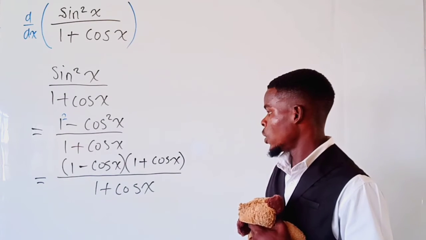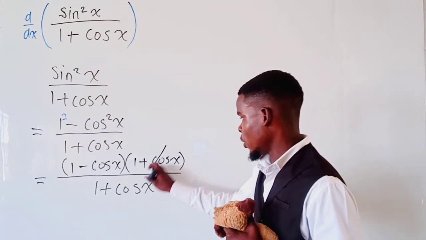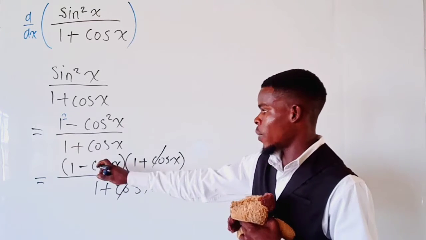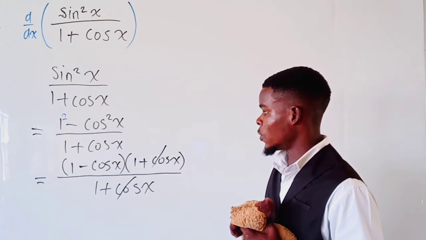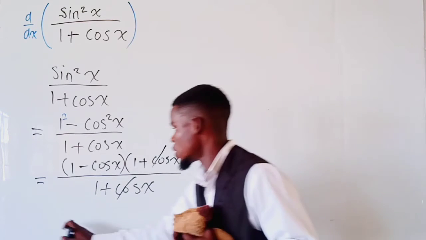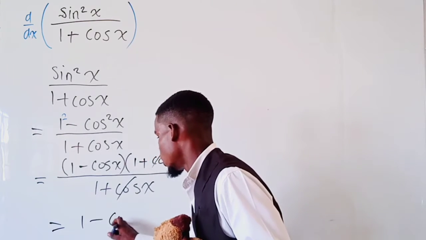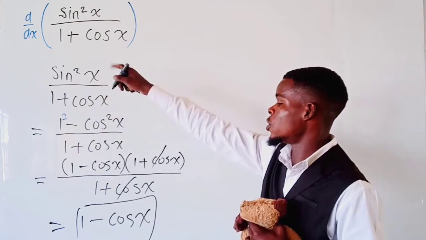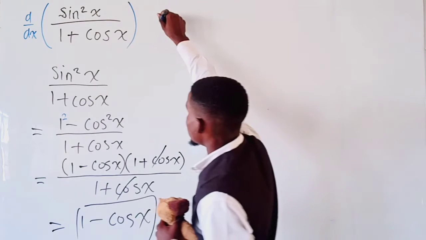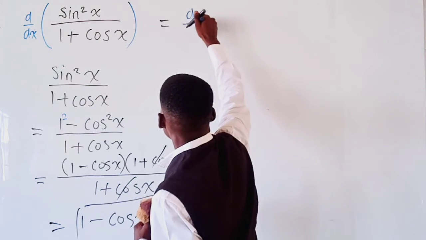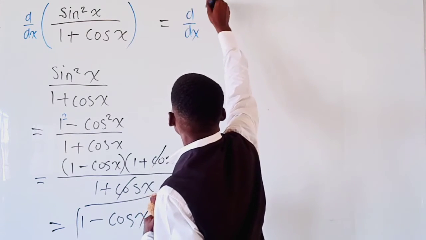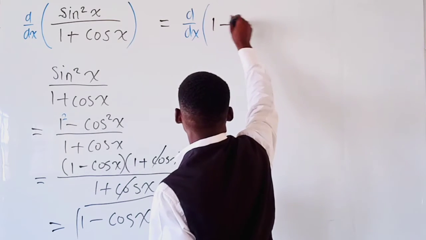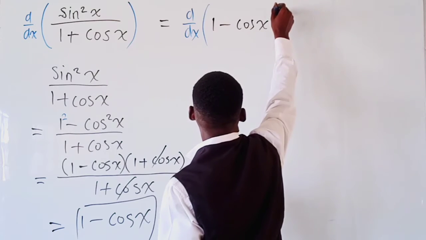So here we observe that this and this are going to cancel out nicely, and we have 1 minus cosine x to differentiate. So the function now reduces to 1 minus cosine of x. All we now have to do is to take the derivative. So this is the same thing as saying the derivative with respect to x of 1 minus the cosine of x.